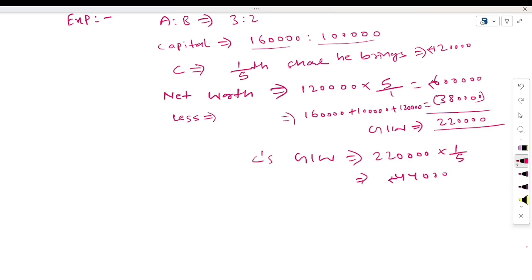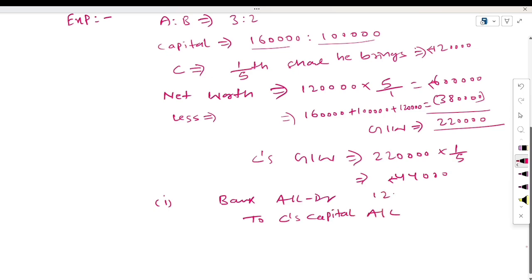So what we will do here? We have to deduct from his capital account. First entry we will pass here: Bank account debit, because he is bringing capital, to C's capital account. How much capital is he bringing? 1,20,000.